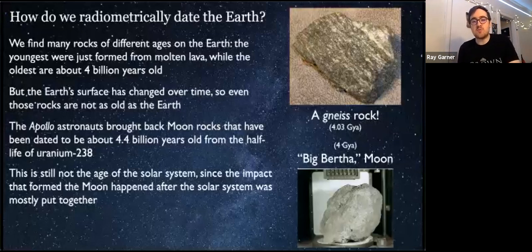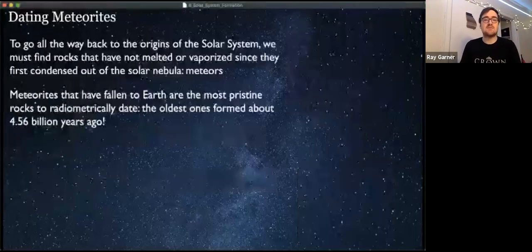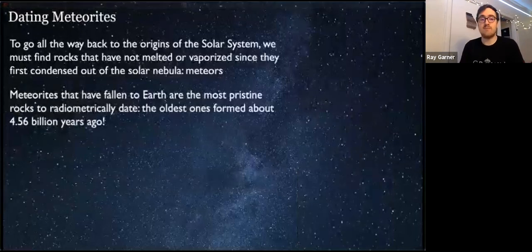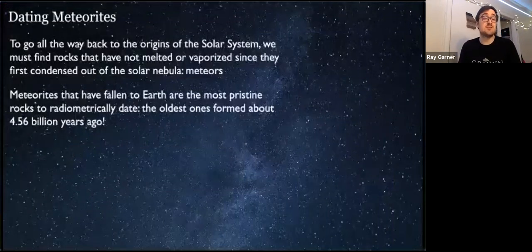So we've got to look for rocks that are completely untouched. We've got to find rocks that have not melted or vaporized since they first condensed out of the solar nebula. And those are meteorites. The meteorites that have fallen to Earth are the most pristine rocks to be radiometrically dated. The oldest ones were formed about 4.56 billion years ago. So that must mark the beginning of accretion in the solar nebula.